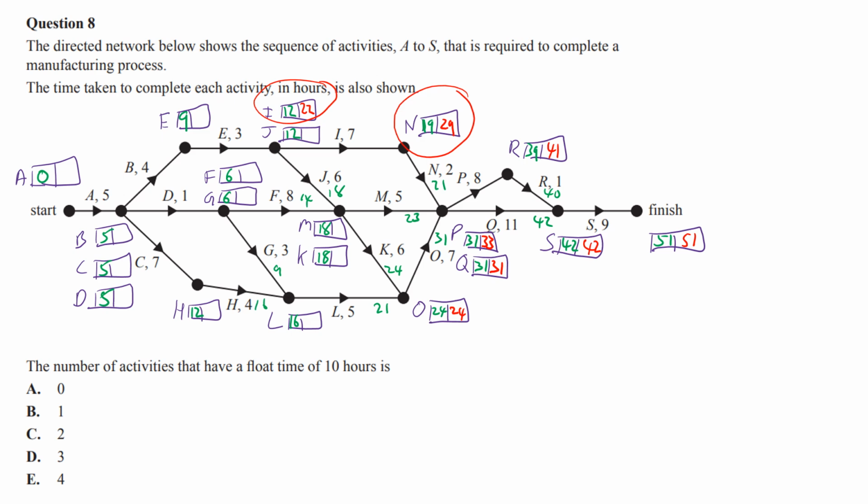24 minus 5 is 19. 24 minus 6 is 18 for K. Must be 18 there as well somewhere, because there's 2 coming back in there. So for M, we've got to do 31 minus 5, which is 26. Choose the lowest number. So 18 minus 6 is 12. So that looks like the critical path goes up the top there.